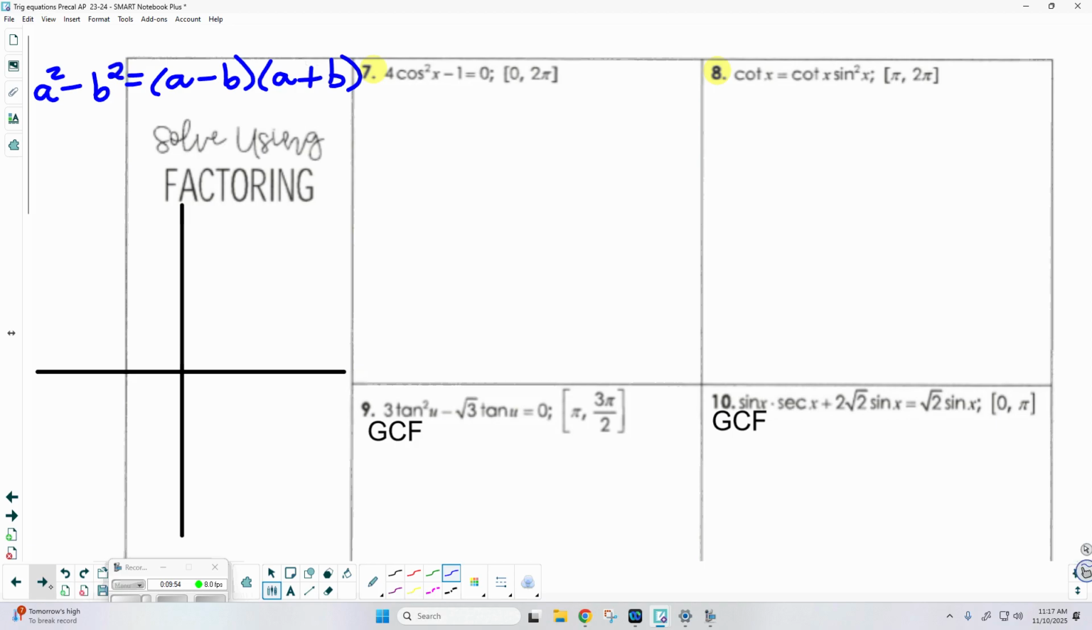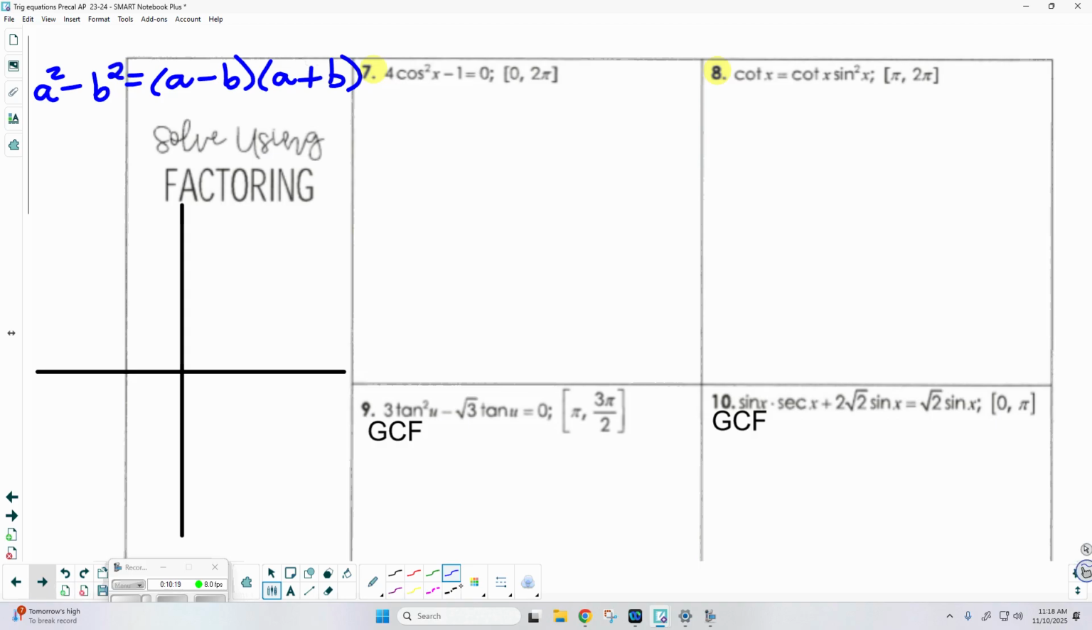Every one of these equations, we're going to isolate the trig function by factoring. So you're going to notice this binomial is a difference of squares. We're subtracting two perfect squares. When you factor those, you get groups A minus B and A plus B. Does anybody remember what we call those? Conjugates. There we go. You get conjugates.